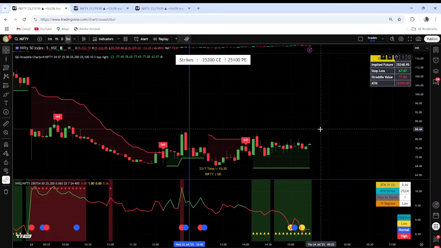Good evening, everyone. The date is 23rd July. One day to expiry for the Nifty options. Obviously, we are not concentrating on Sensex today.